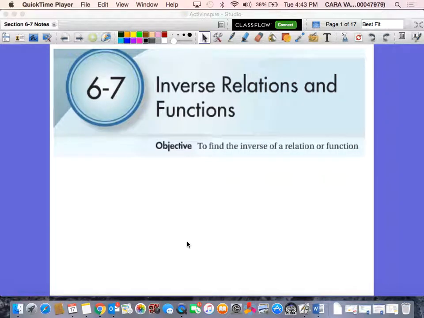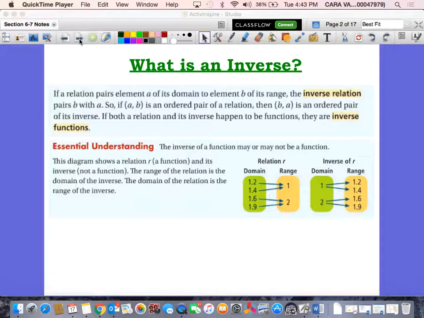Do 6.7, inverse relations and functions. I'm going to go through this pretty quickly, but feel free to pause whenever you need some more time or rewind or whatever you need to do in order to accommodate what you need. So 6.7, inverse relations and functions.